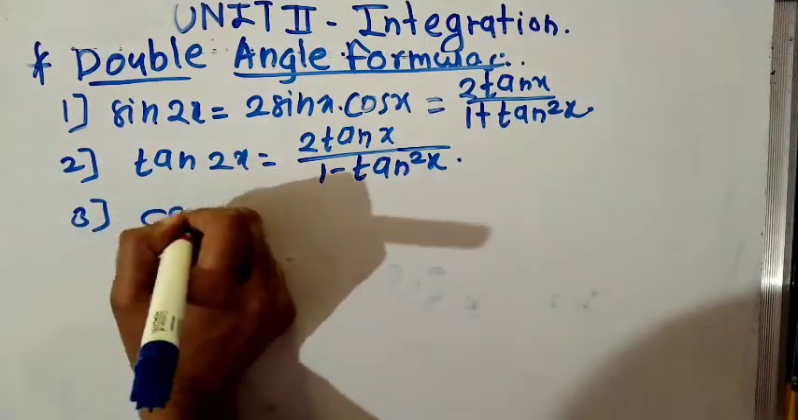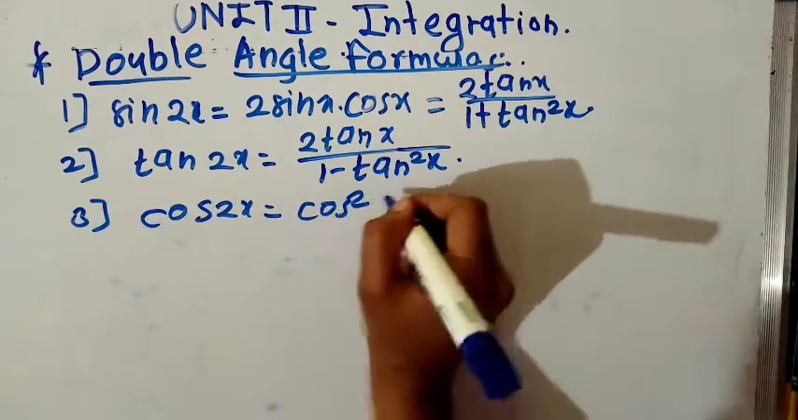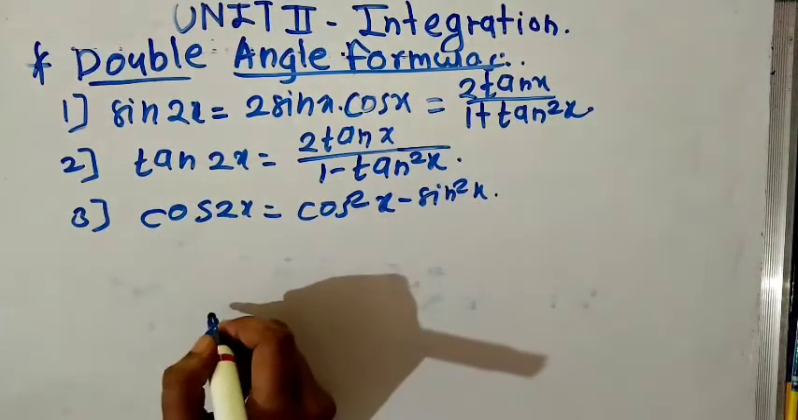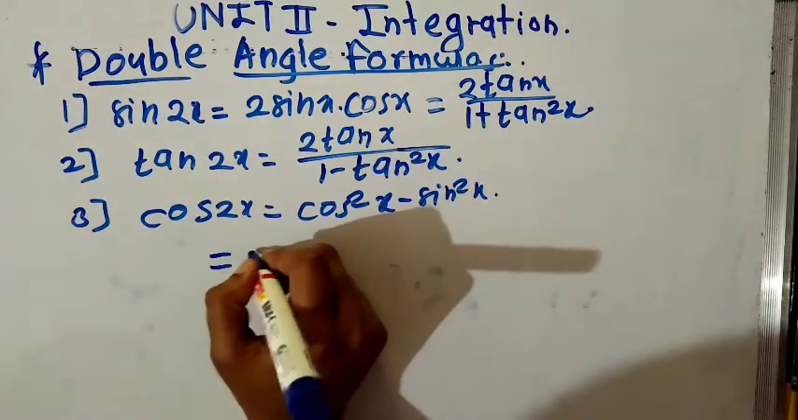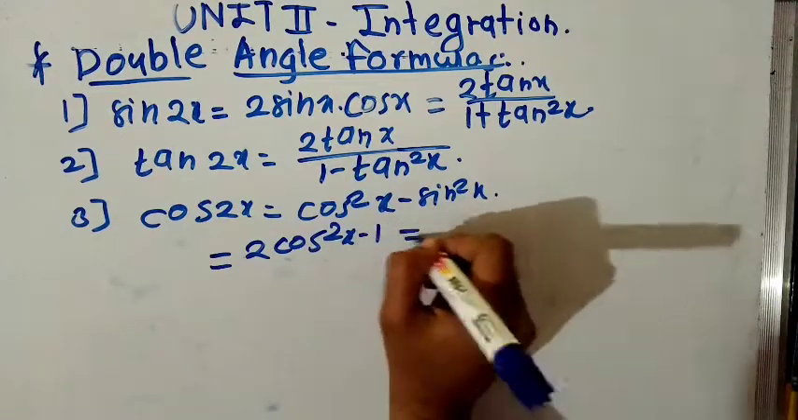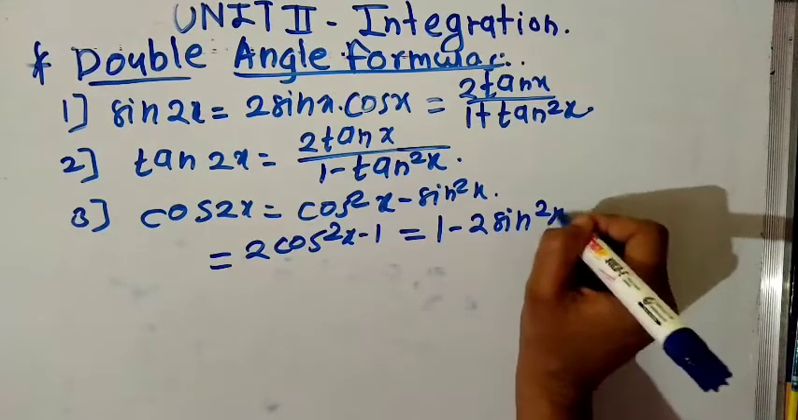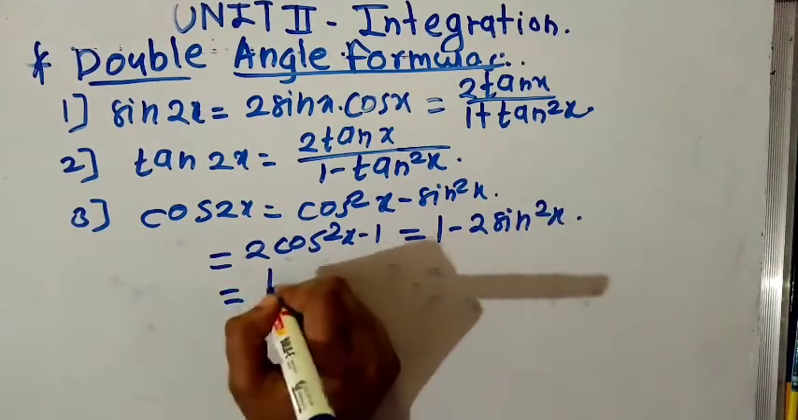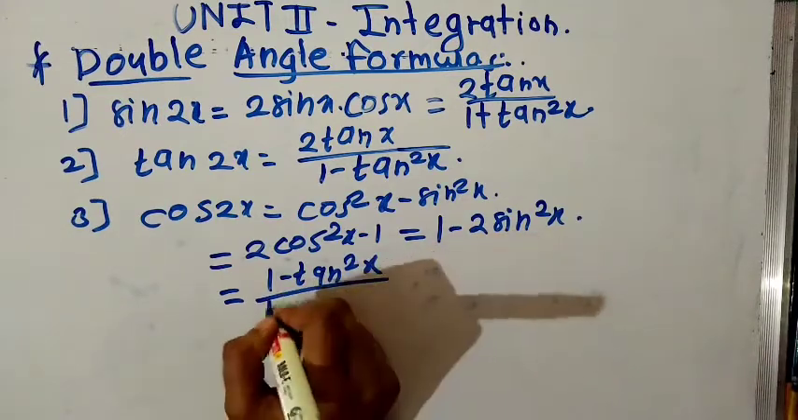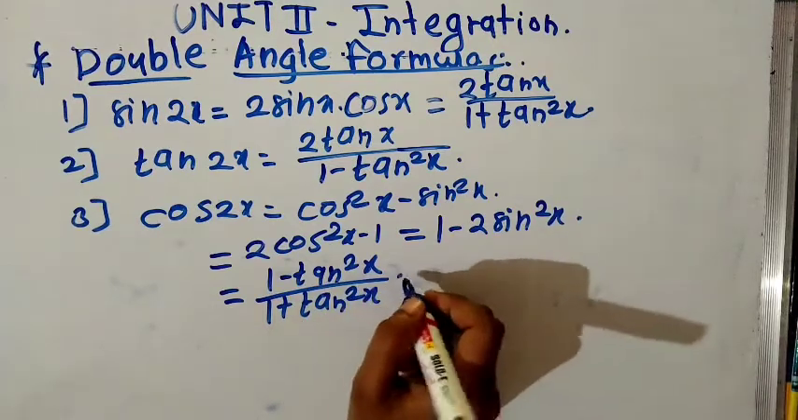And third formula cos 2x is equal to cos square x minus sin square x is equal to 2 cos square x minus 1, which is equal to 1 minus 2 sin square x is equal to 1 minus tan square x upon 1 plus tan square x.